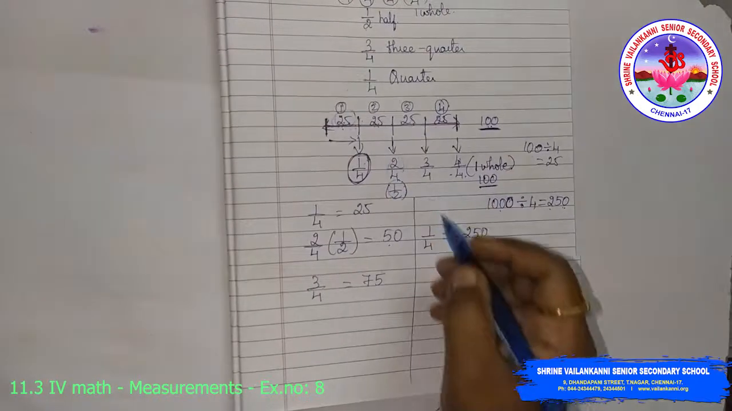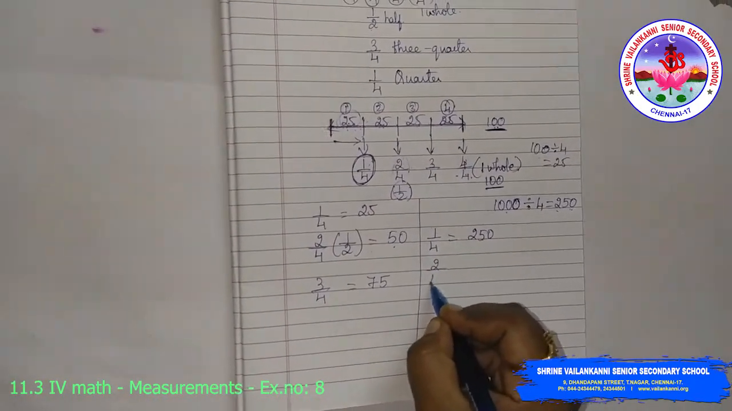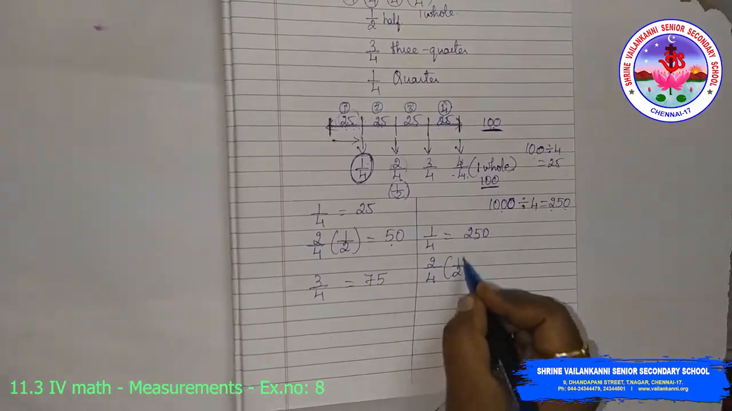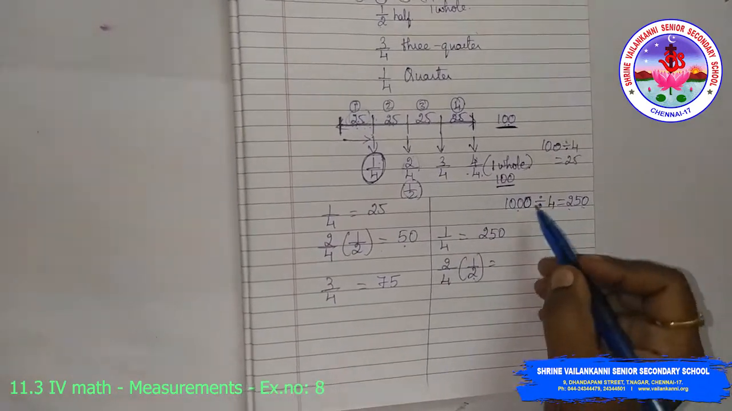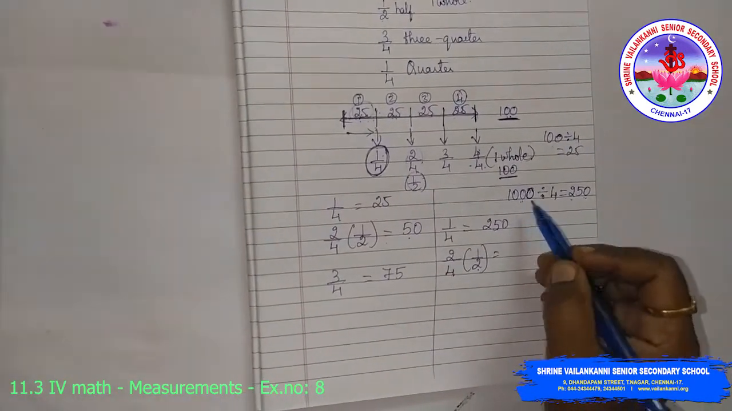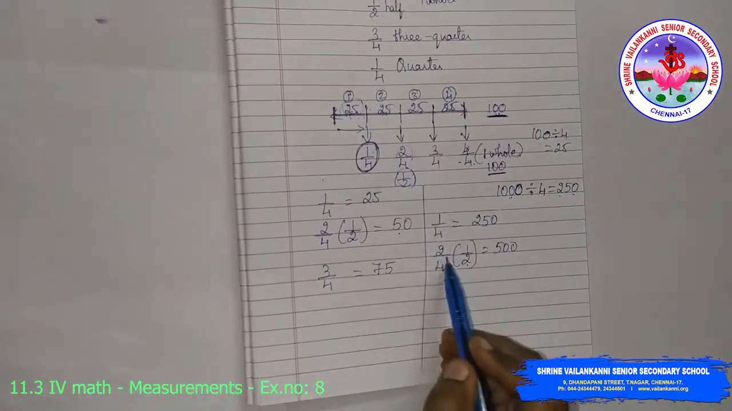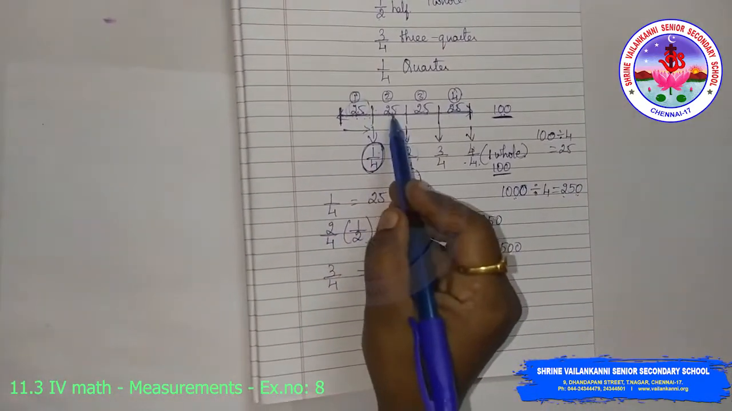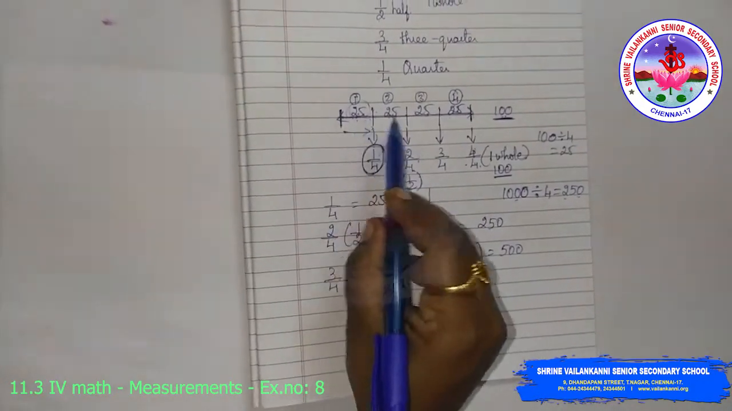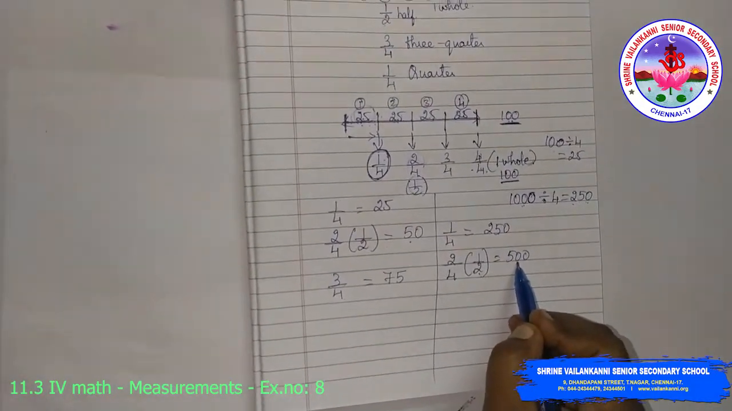What happens with this 2/4? 2/4 is half. So what is the half of 1000? 500. That is the first part and second part combined, adding. 250 plus 250, you will get 500.